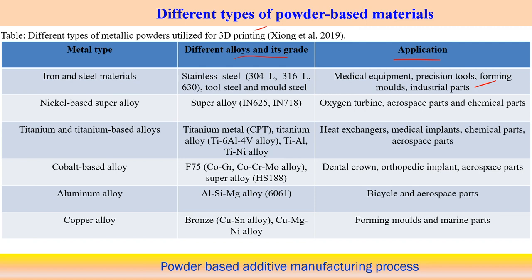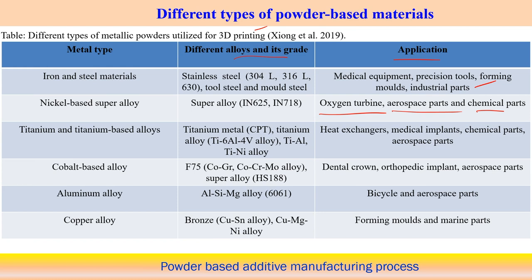If you look at nickel-based superalloys, we usually use the superalloys Inconel 625 and 718. These are the two materials for which the additive manufacturing process for the powder has been developed. This material has applications in gas turbines, aerospace parts, and chemical parts also.